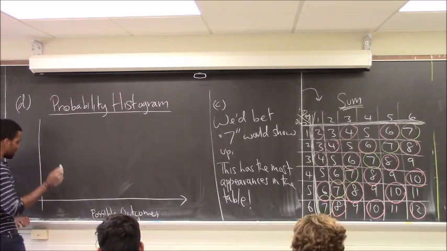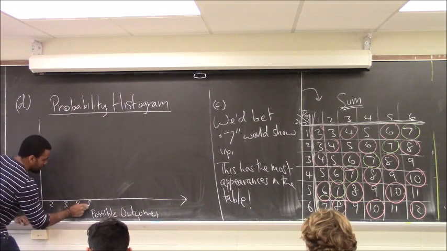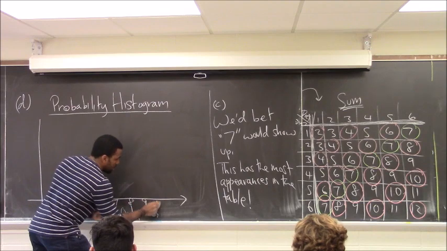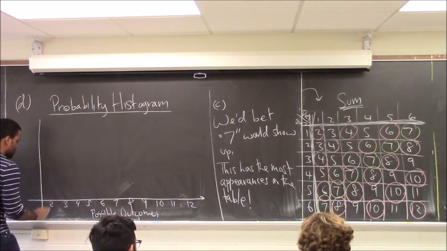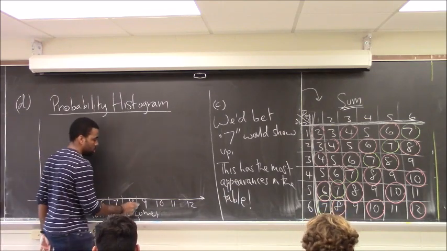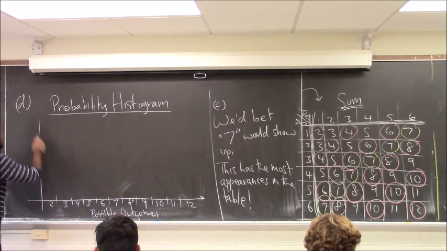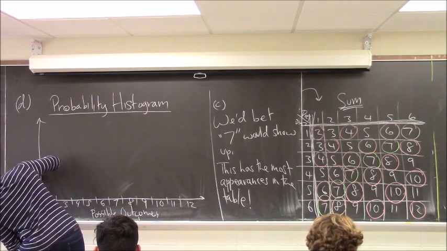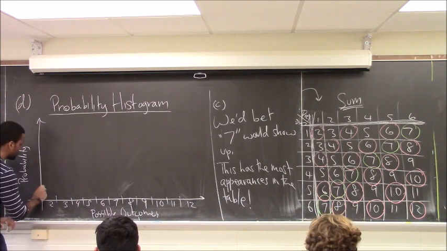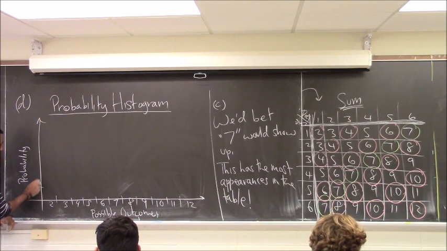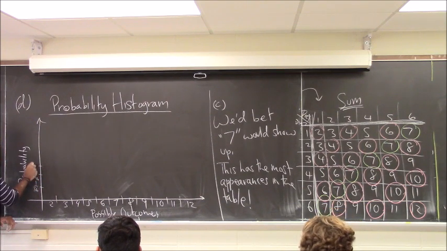So the possible outcomes are, the sum can be 2, or 3, or 4, or 5, or 6, or 7, or 8, or 9, or 10, or 11, or 12. Okay, so those are the possibilities. Now on the vertical, we actually plot the probability of the outcome. So one possibility is to get a probability of 1 out of 36, 2 out of 36, 3 out of 36, 4 out of 36, 5 out of 36, or 6 out of 36, which is the highest number.